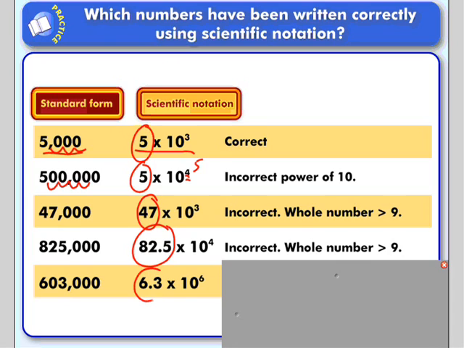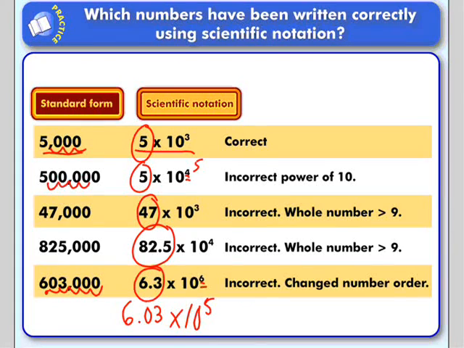Well, this one looks like it might be right. The first number is between 1 and 10. And did we move the decimal 6 spots? Well, actually, that first number is incorrect. Look, 3, 4, 5. It should be 6.03 times 10 to the 5th power. So there's a couple of things wrong with this one. So that's all there is to it. And that's how you do scientific notation.